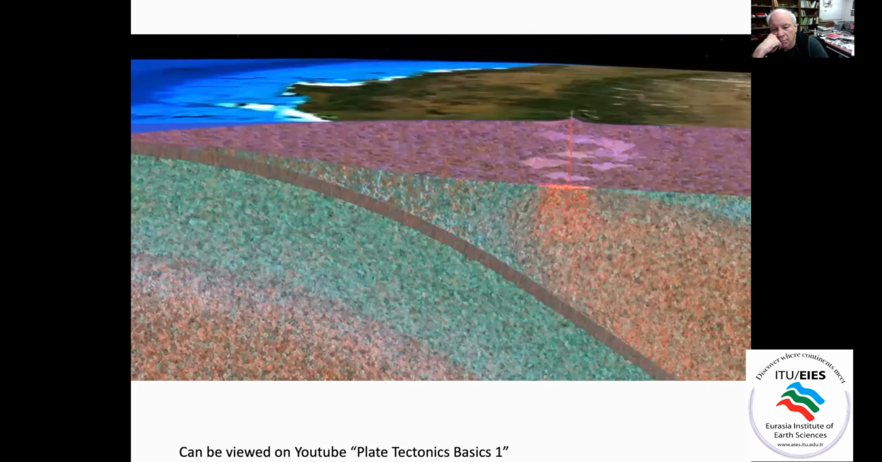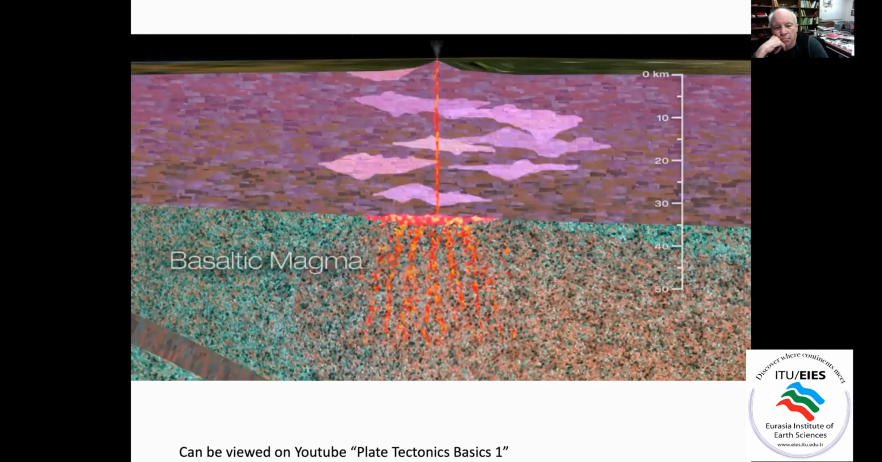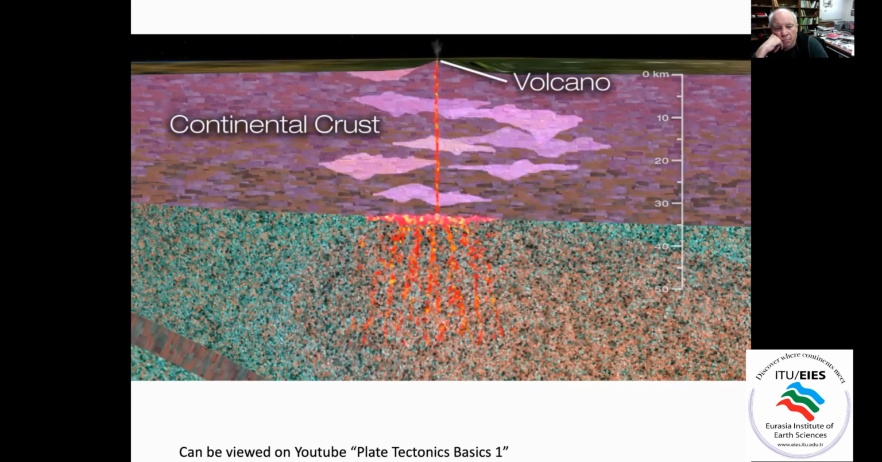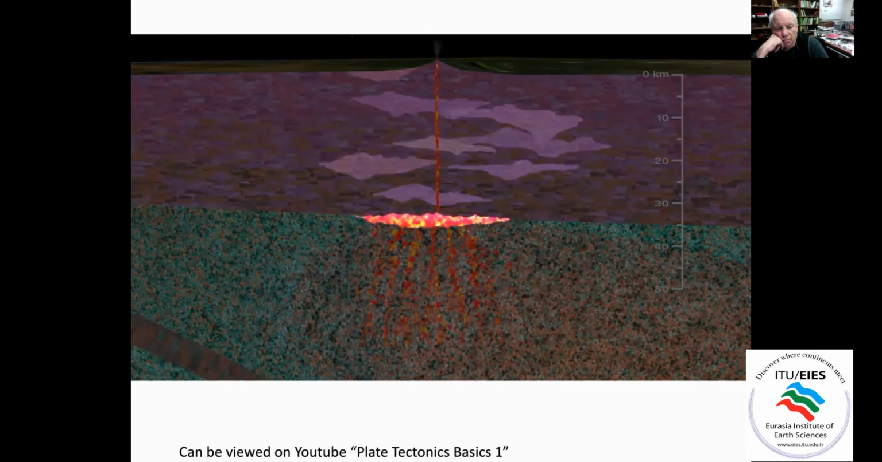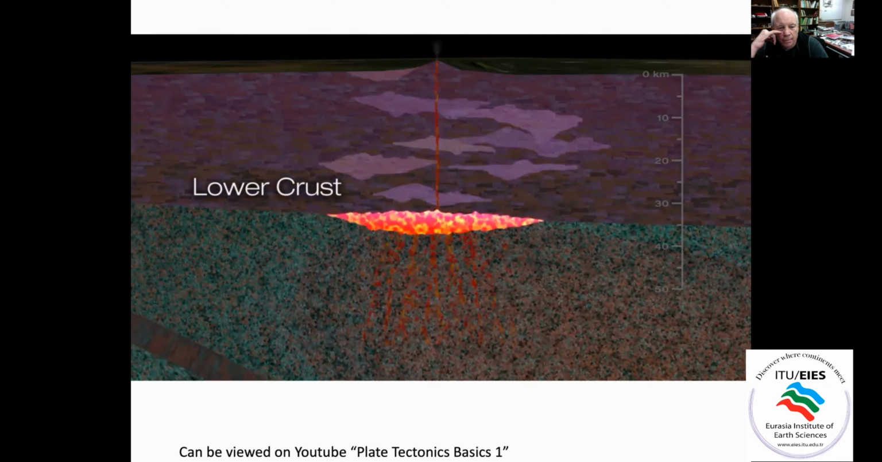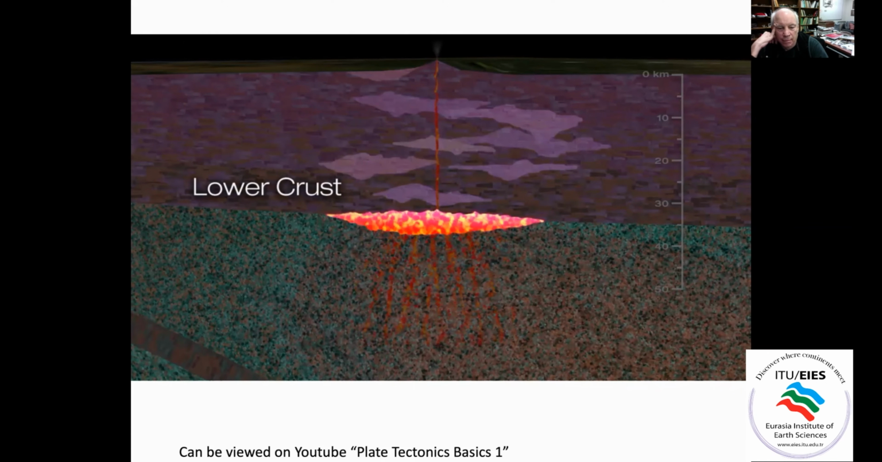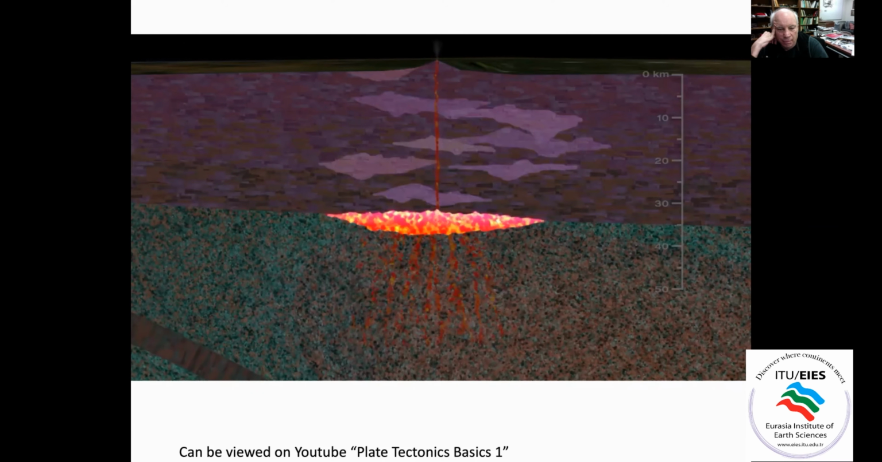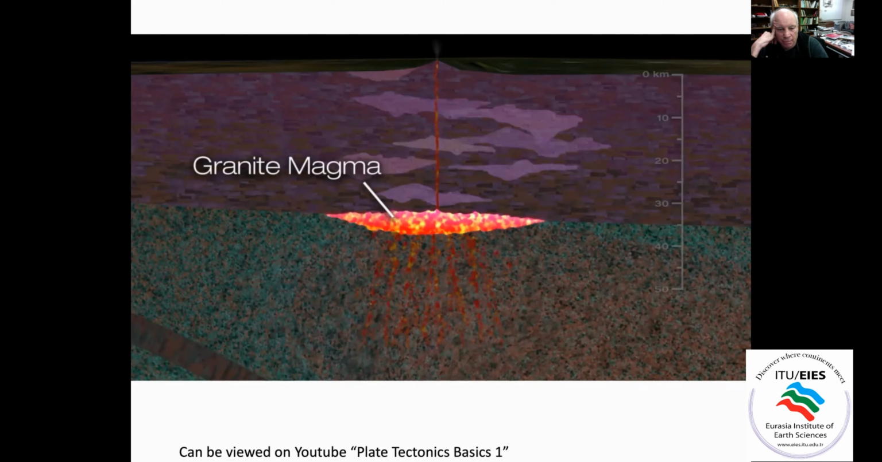The buoyant basaltic magma rises towards the surface. Some reaches the surface and erupts in volcanoes, but some magma stalls and ponds in the lower crust of the overriding plate. Ponded basaltic magma heats the crust and causes it to partially melt, forming secondary granite magma.